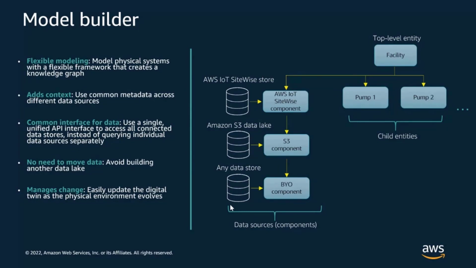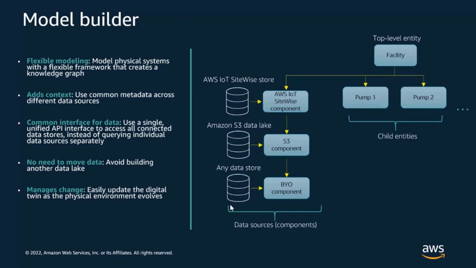So in this example, we have a simple picture here. We have a facility, we have child entities. These could be lines. In this case, we've got pumps here. And these pumps have all of those data properties that we talked about earlier. If we think about live data coming from sensors and SCADA equipment, that would be a component that connects to a data store like AWS IoT SiteWise. If we think about transactional data like maintenance records, that would be another component that connects, for example, to transactional records housed in AWS and Amazon S3.